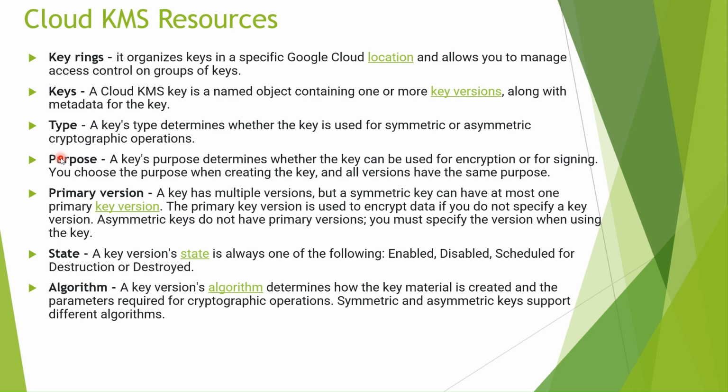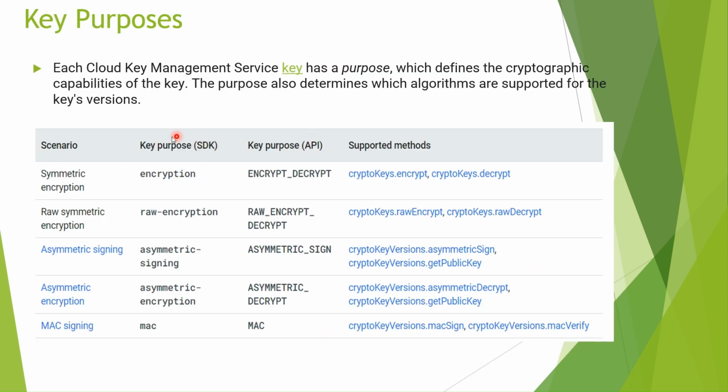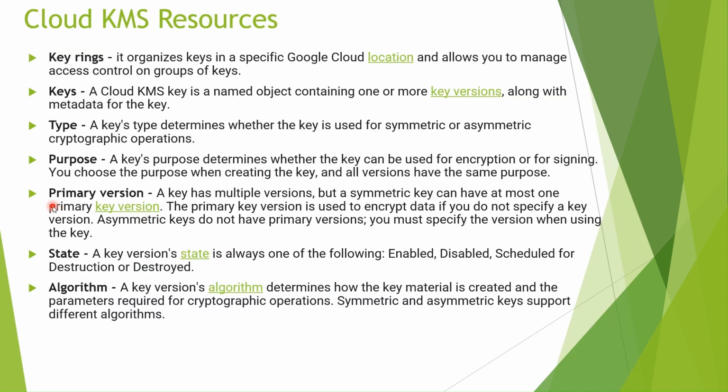Purpose can be multiple, and you can see which purpose you want to use. After that, the primary version: only if you are using a symmetric key is there a primary version. If you are using an asymmetric key, there is no primary version, and every time you want to encrypt or decrypt data, you have to define which version you want to use. The state can be multiple: enabled, disabled, scheduled for destruction, or destroyed. Then the algorithm: there are multiple algorithms you can use, like if you want a strong algorithm or a different one, and whichever algorithm your organization supports, you can choose that. So let's start our demo and see how we can use digital signatures.